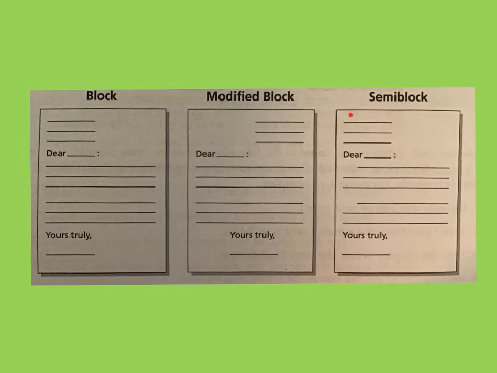A semi-block has the address on the left, salutation on the left, but we indent each of the paragraphs. And then we'd have our closing and our signature on the left. So the only difference between a semi-block and a block is just that indentation of the paragraphs. For your assignment, you will be allowed to use whatever format you would like.